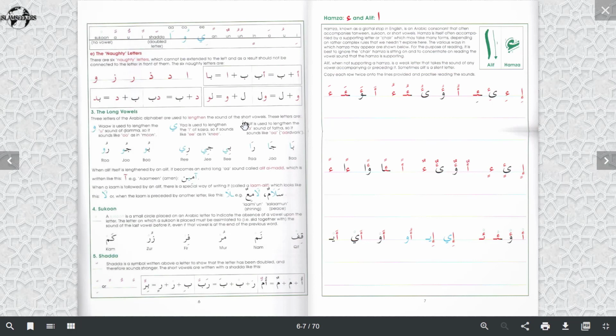Alif is used to lengthen the A sound of Fatha, so it sounds like ah.